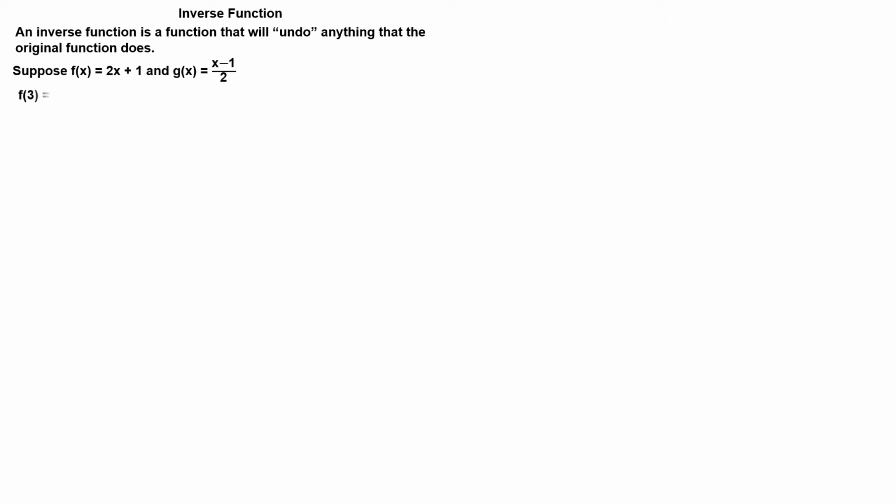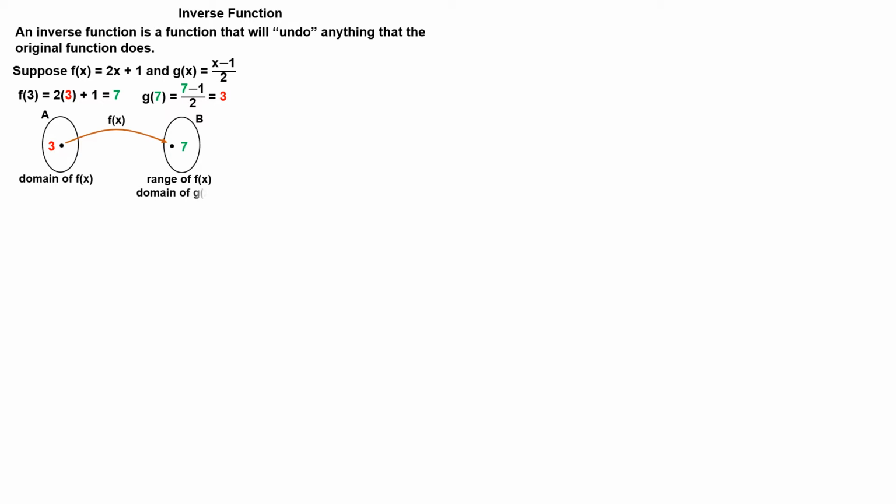Let's find f of 3. 3 belongs to the domain of function f, and 7 belongs to the range of function f. We see that function f takes 3 to 7. Now let's find g of 7. 7 belongs to the domain of g, and 3 belongs to the range of g. The function g takes 7 to 3.